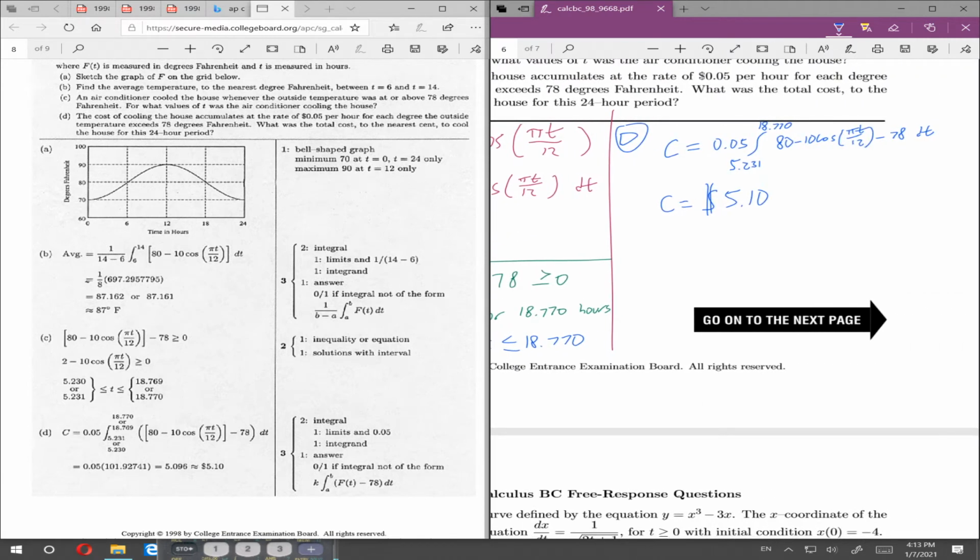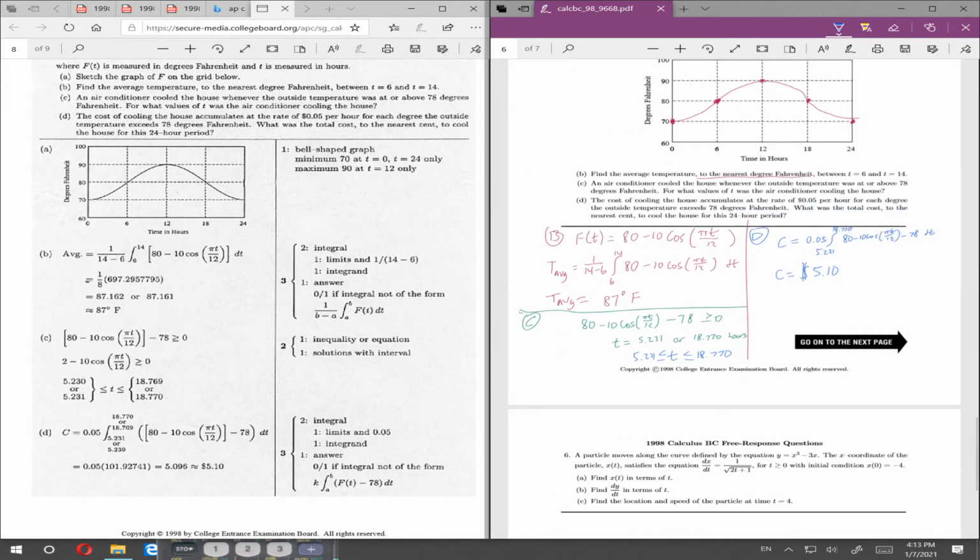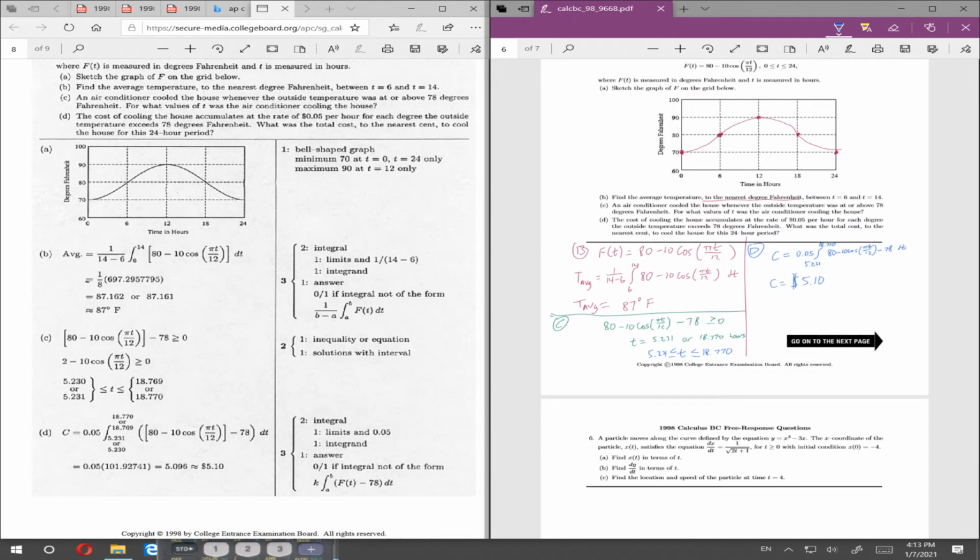Okay, then for D we've got 1 point for our limits and multiplying by 0.05, and 1 point for our answer of $5.10. Okay, with that I think we finished all of the FRQs. Any questions from that one before we jump back to multiple choice?